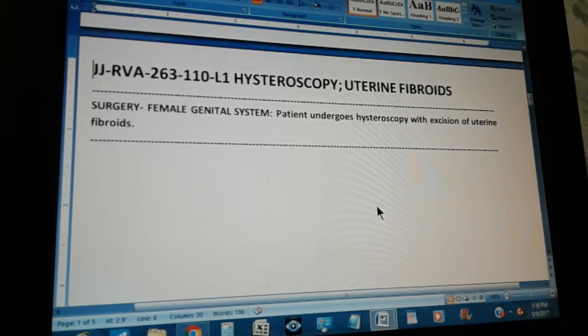1, 2, 3. JJ-RVA-263-110. This is a level 1 exercise, which means it's easy. And the title is Hysteroscopy, Uterine Fibroids. And the problem reads like this. Surgery, female genital system. Patient undergoes hysteroscopy with excision of uterine fibroids.